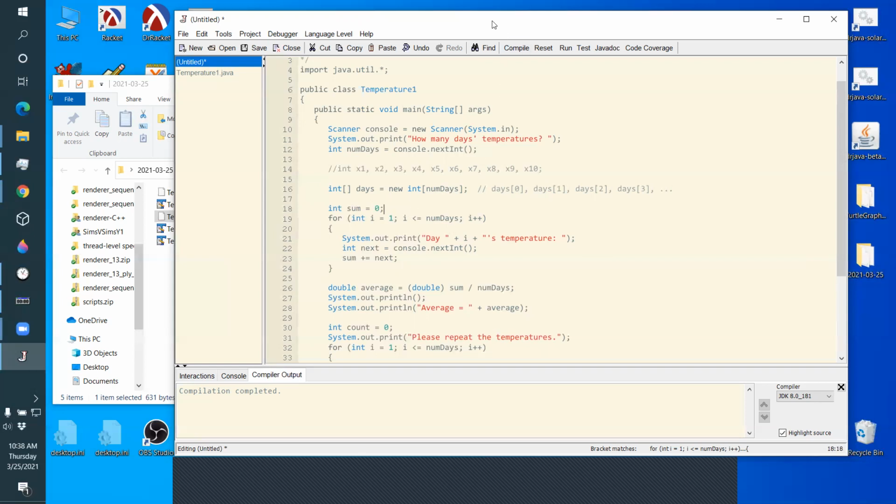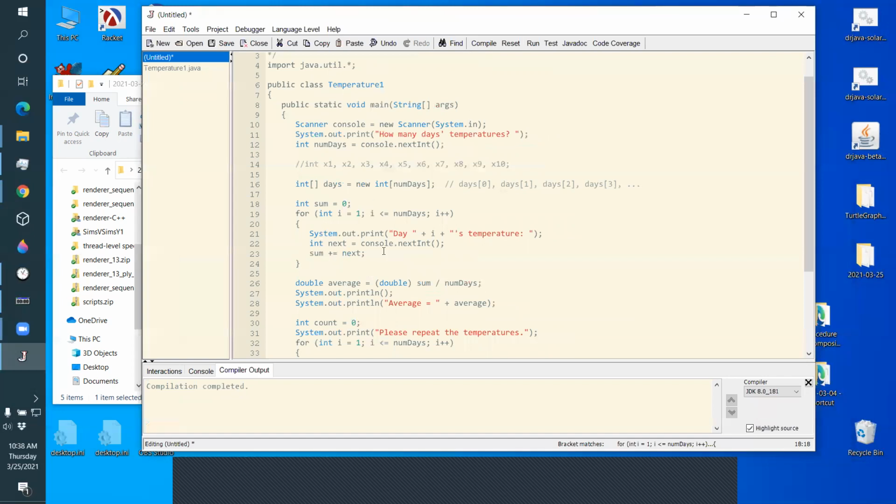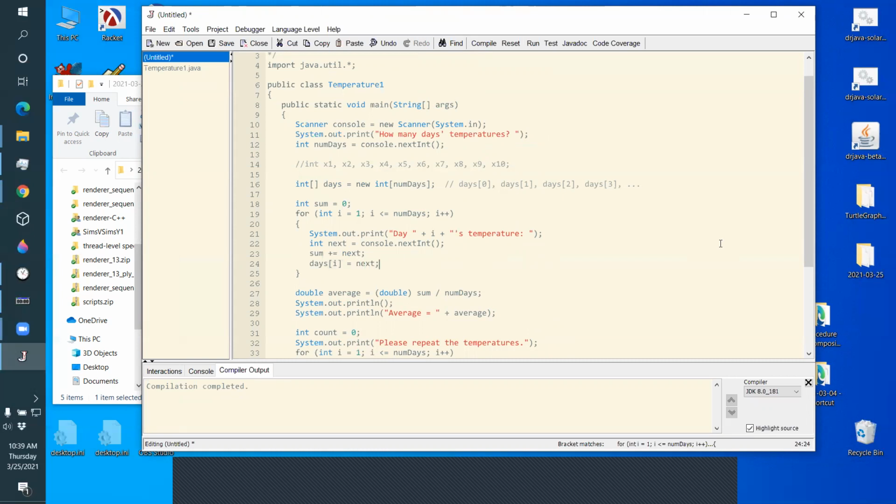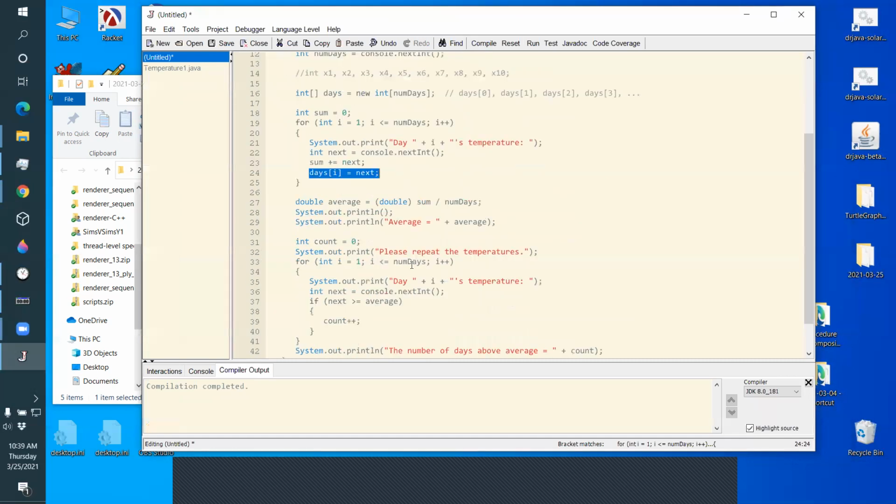Then down here, what I would do is say days, the ith day is next. This is where I will remember their number. This lets me remember what they typed in. Now I don't need to prompt them again.